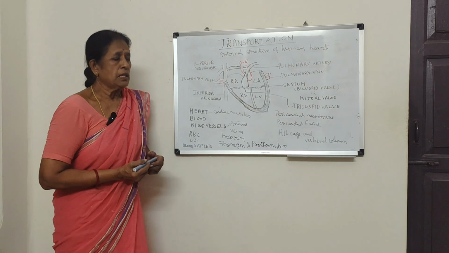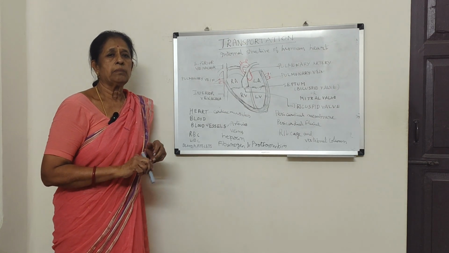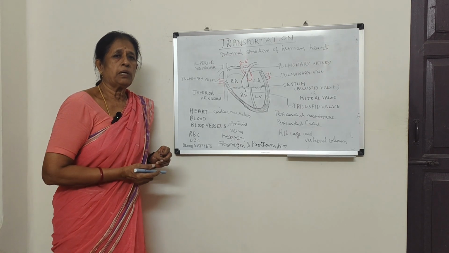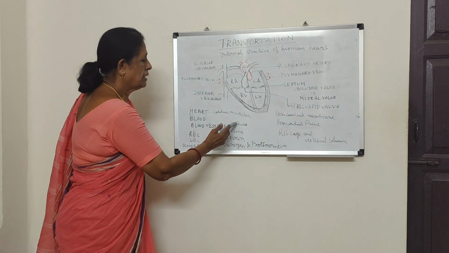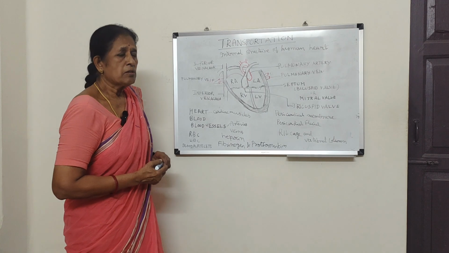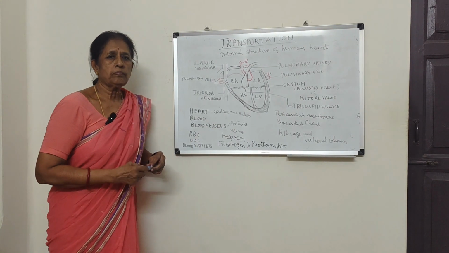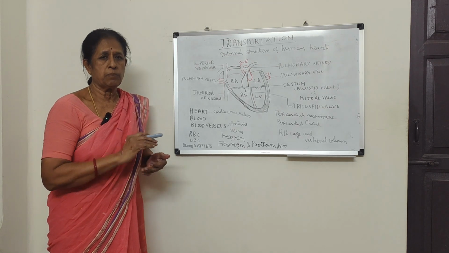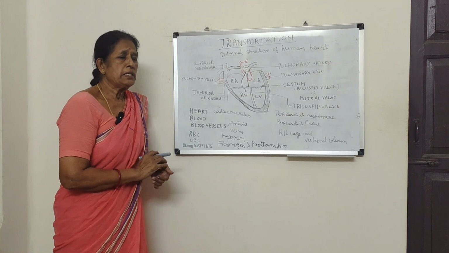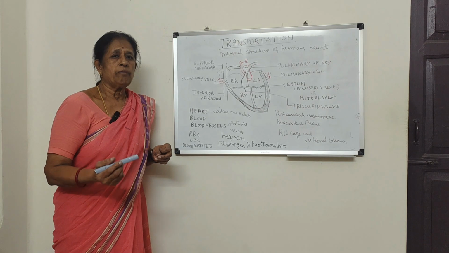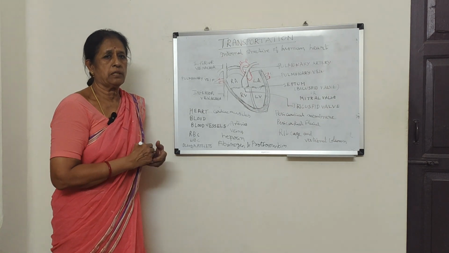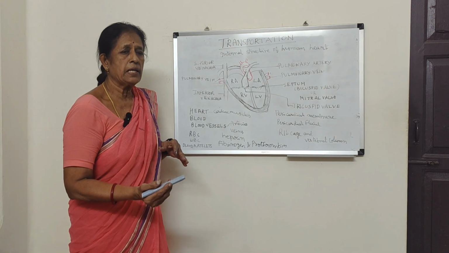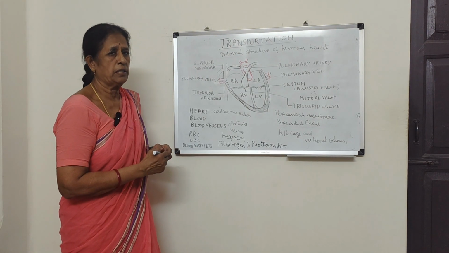And blood vessels. Blood vessels are tube-like structures. They are present throughout the body. There are two types of blood vessels, arteries and veins. Arteries are the blood vessels which carry blood from the heart to various body parts. Veins carry blood from various body parts to the heart. So arteries carry blood away from the heart, and veins carry blood from body parts to the heart.